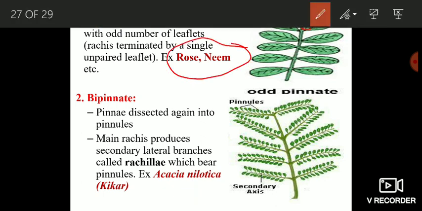Then the second type is bipinnate. In bipinnate type, the pinnae are further dissected into pinnules. Here you can see the pinnae have been divided into small leaflets which are known as pinnules. And in this type, the main rachis produces the secondary rachis, and this secondary rachis is known as rachilla. This rachilla bears pinnules, or leaflets. Example is Acacia nilotica, which is known as kikar.